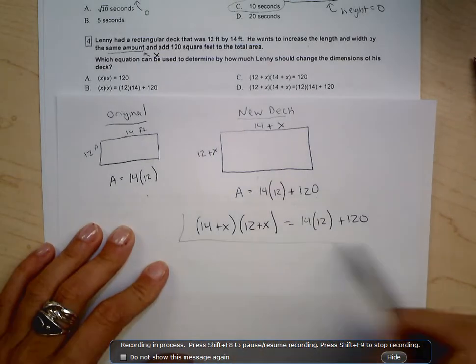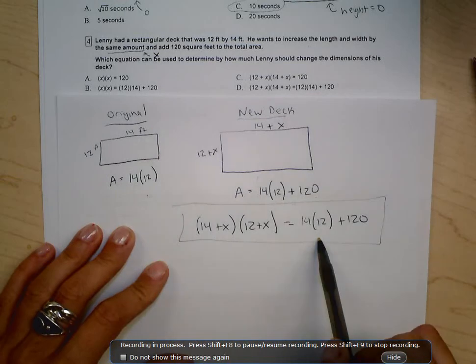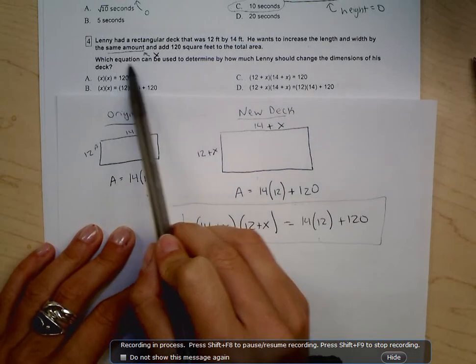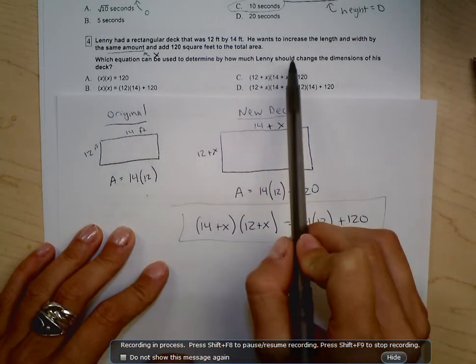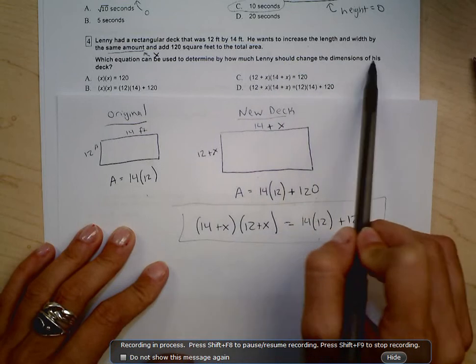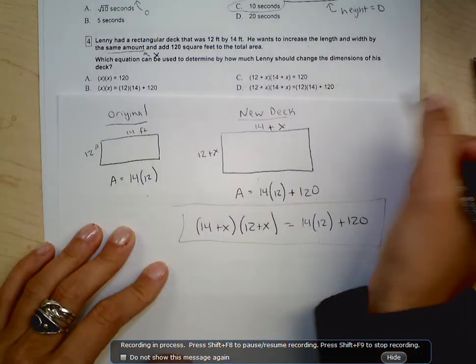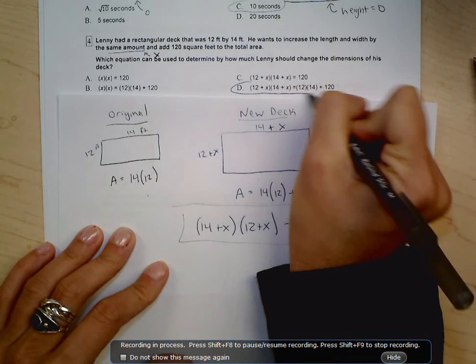So it didn't actually ask us to solve for x, it just said which equation can be used to determine how much Lenny should change the dimensions of his deck. And that gives us answer choice D.